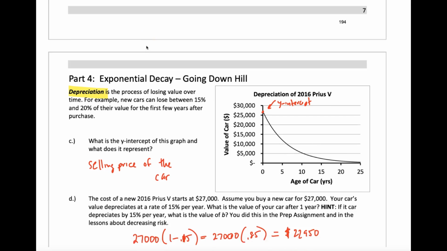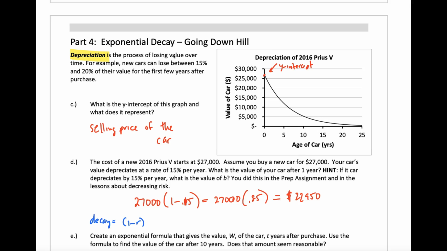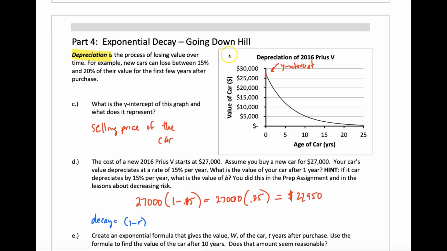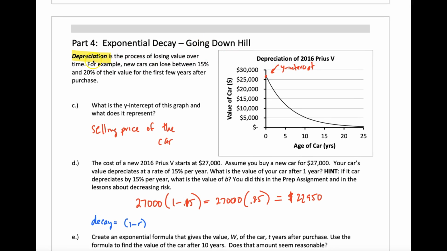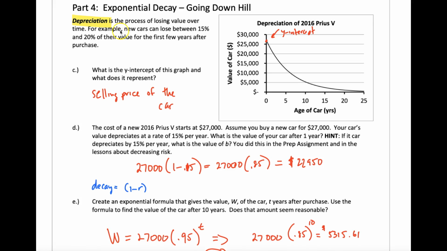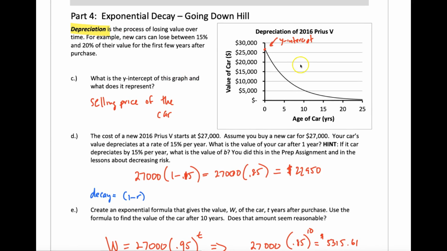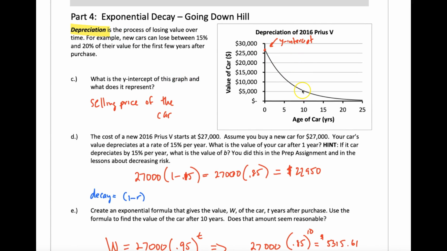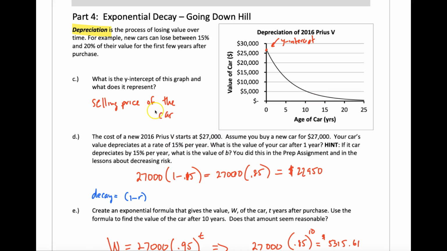Okay, so let's now apply this decay model here. Exponential decay, going downhill is the problem. We call that depreciation sometimes, also as something's decaying. And so you can see in this case, you were looking at a Prius car and it has a certain percent decrease, 15%. First of all, what's the y-intercept?